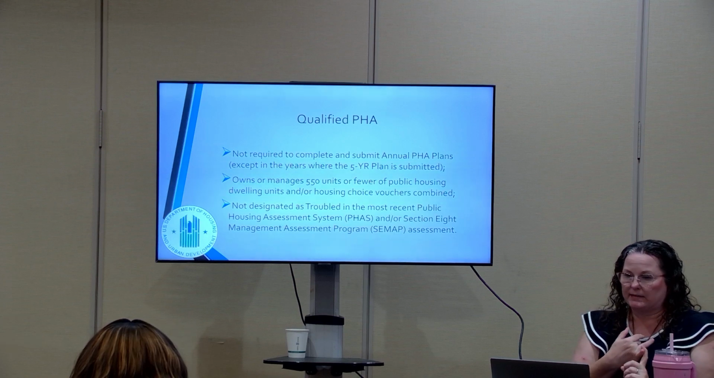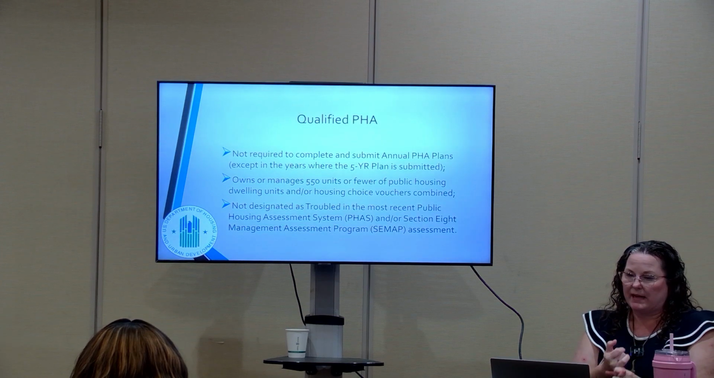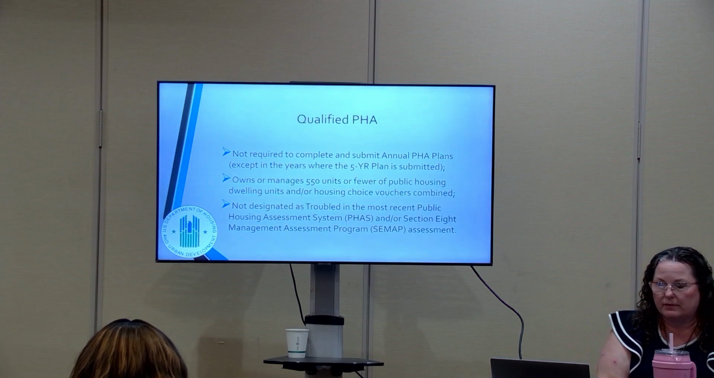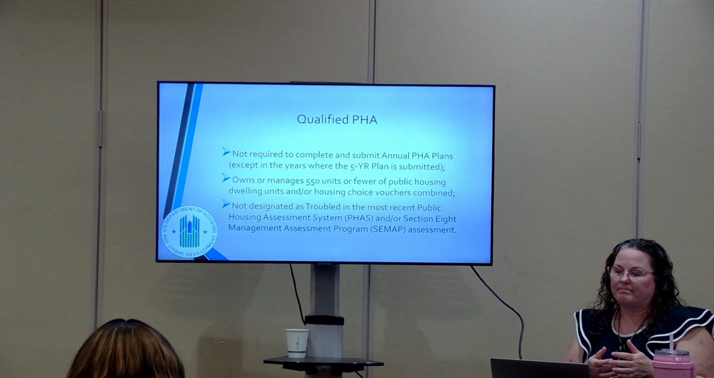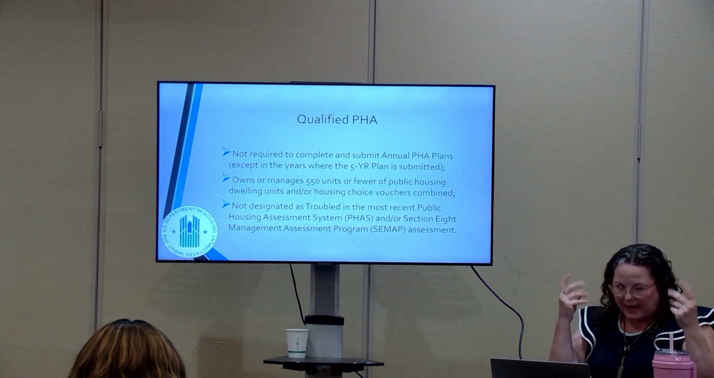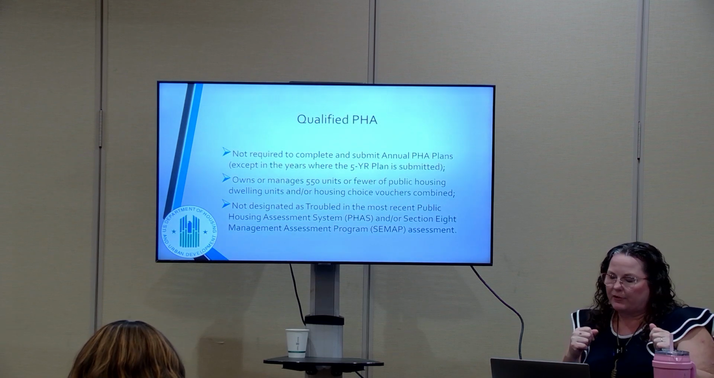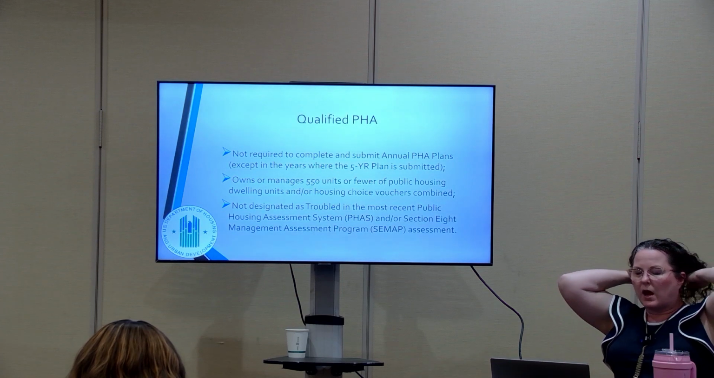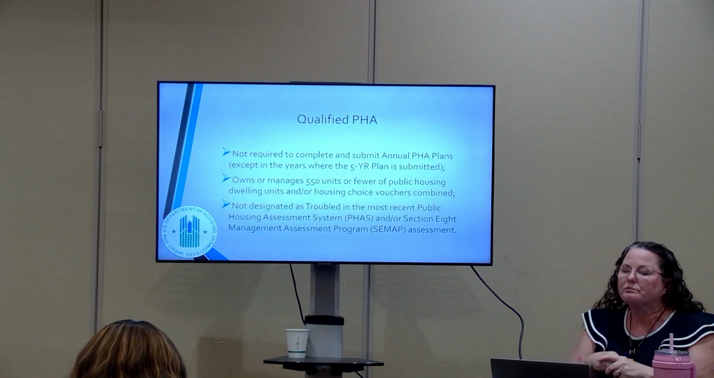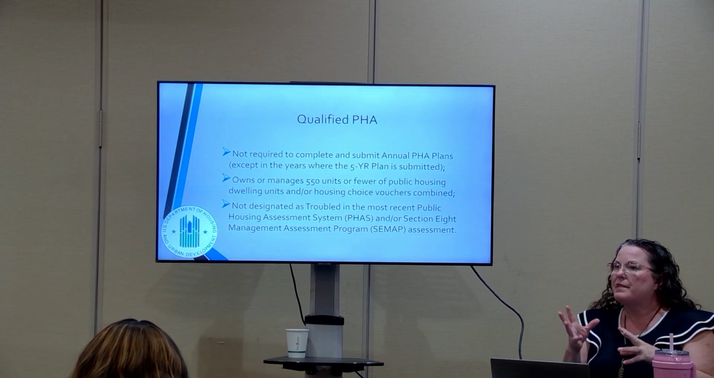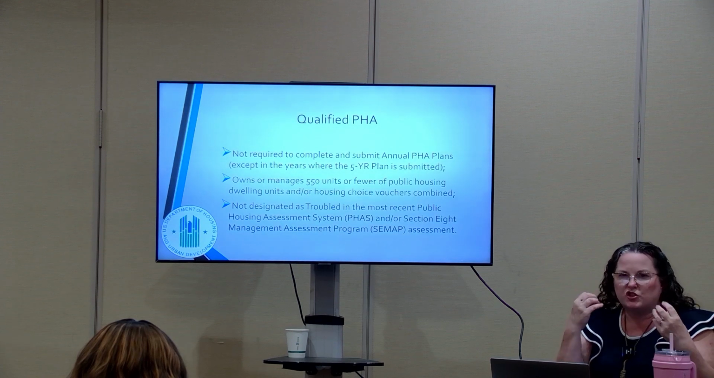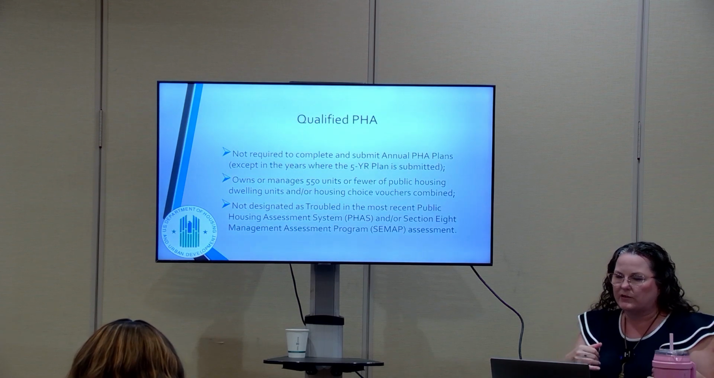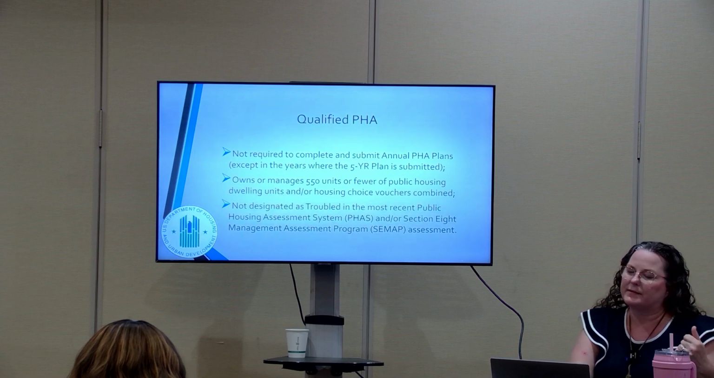So qualified PHAs, they are not required to submit annual plans except in the 5-year plan year, which is this year. And they can't be designated as troubled, and they have to have fewer than 550. I thought it was 250, but yeah, I guess it's 550. So if you are qualified, then you have a little bit fewer requirements, and generally your annual plan, instead of being the whole big thing you have to do, is just going to be that civil rights certification, and that's all we're calling the annual plan in the system.